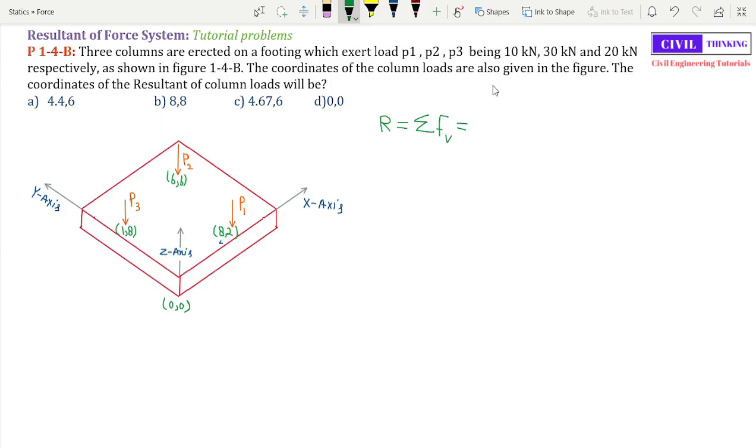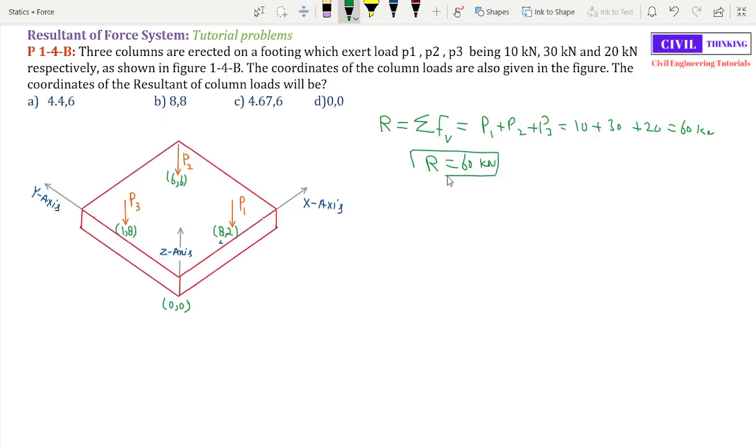Now we are provided with the value of P1, P2, P3 here. 10 plus 30 plus 20. Okay, this 10 is P1, this 30 is P2 and 20 is P3. So P1 plus P2 plus P3 is what? 10 plus 30 plus 20, right? Now 30 plus 20 is 50, 50 plus 10 is 60 kilonewton. So the magnitude of resultant is 60 kilonewton here.